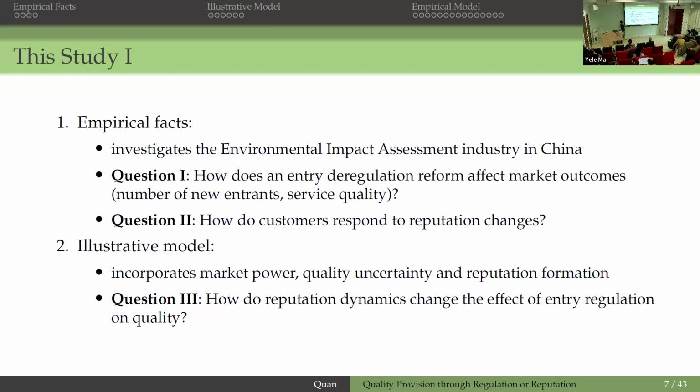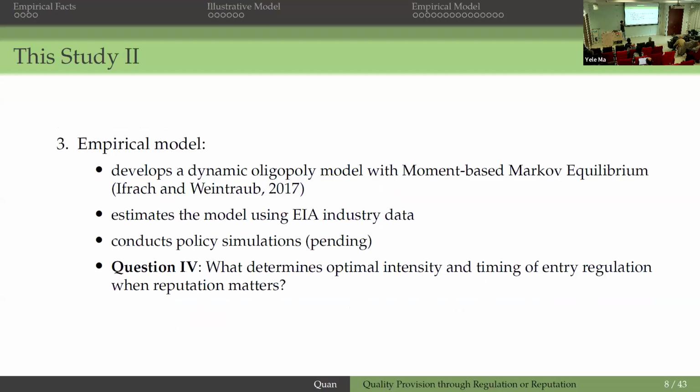And combining these two separate effects of reputation and regulation, I will go to the illustrative model and incorporate all the things we care about, including the market power, the quality uncertainty, and the reputation formation, to answer the third question: how do reputation dynamics change the effect of entry regulation on quality?